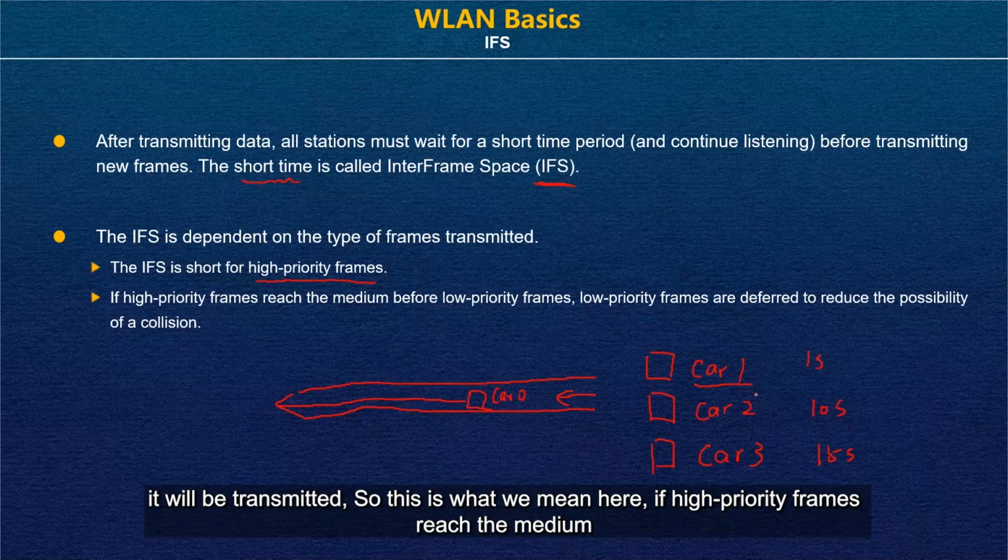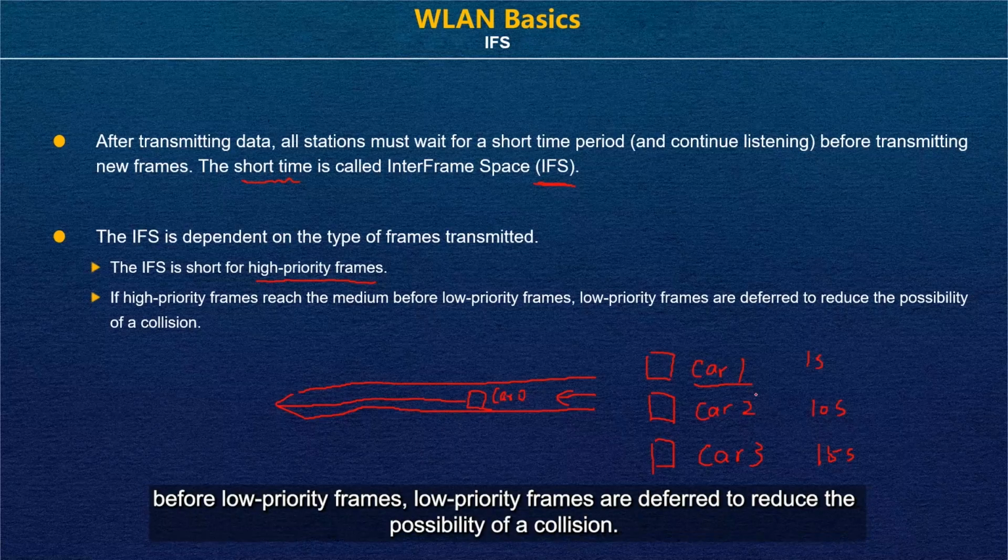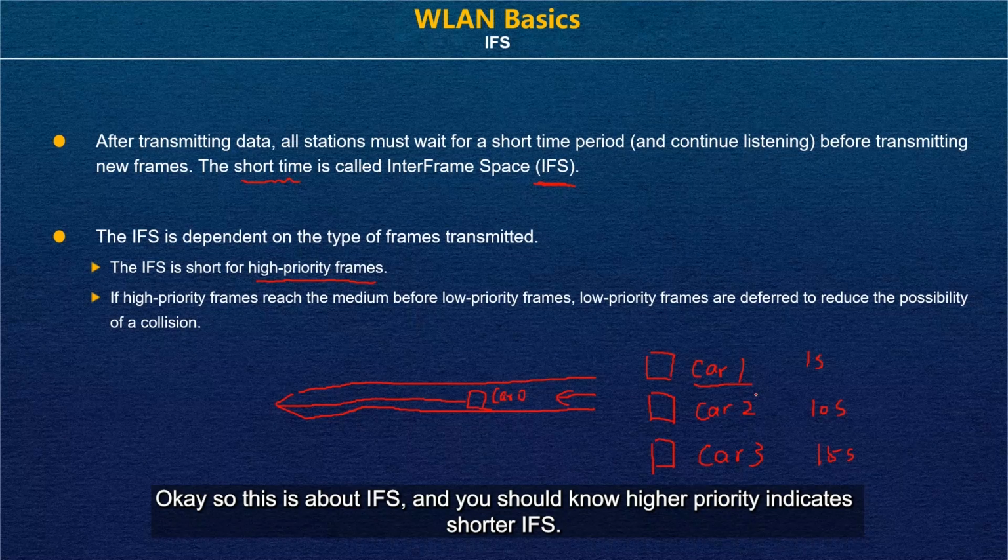So this is what we mean here. High priority frames reach the medium before low priority frames, which are deferred to reduce the possibility of a collision. Okay, so this is about IFS, and you should know higher priority indicates shorter IFS.